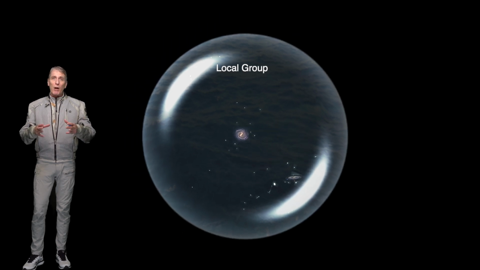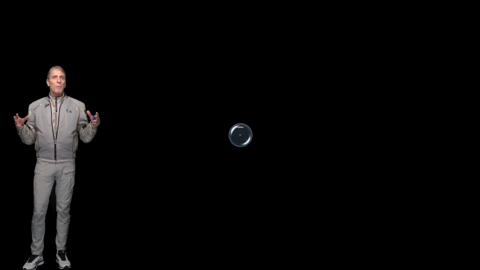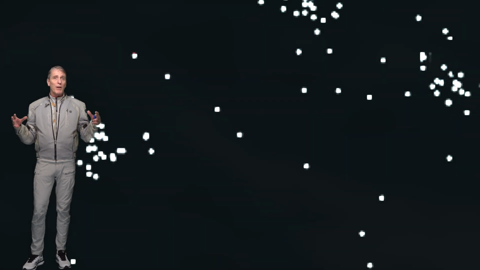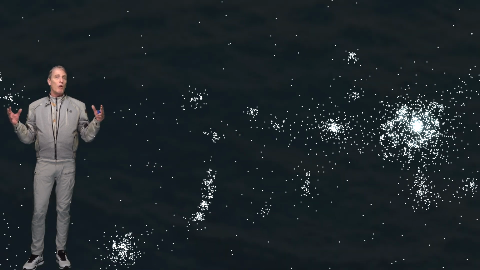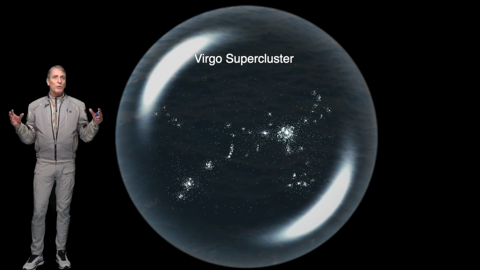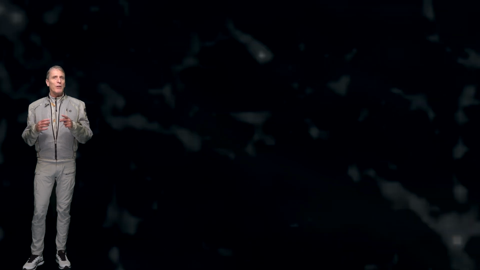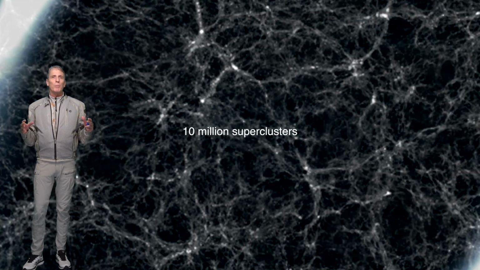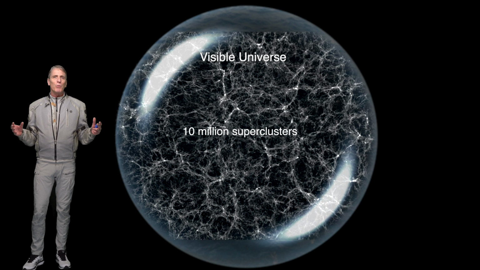If we zoom out from our cluster, we find that it's also a member of a neighborhood of clusters, around 100 of them, in a larger system called the Virgo supercluster, which is also loosely held together by gravity. If we zoom out even farther, we discover that the Virgo supercluster is just one of 10 million superclusters that span the entire visible universe.